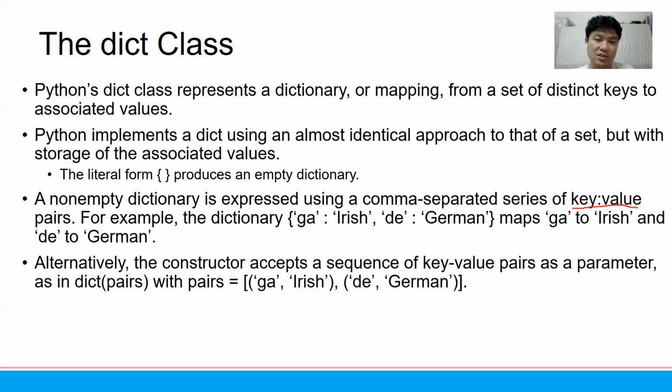Alternatively, the constructor accepts a sequence of key-value pairs as a parameter. So it is like dictionary pairs. If we have a list, and inside the list we have tuples of two values, then when we want to create a dictionary, it will automatically generate the key-value pairs.